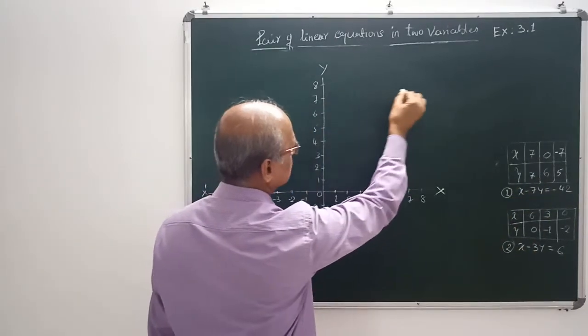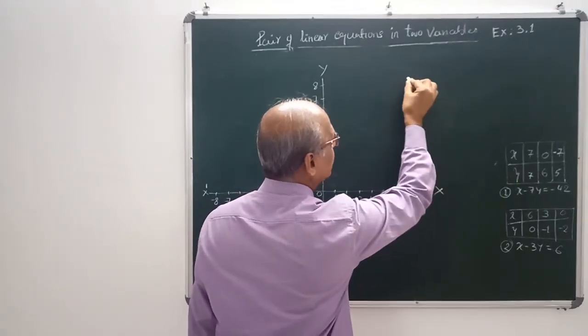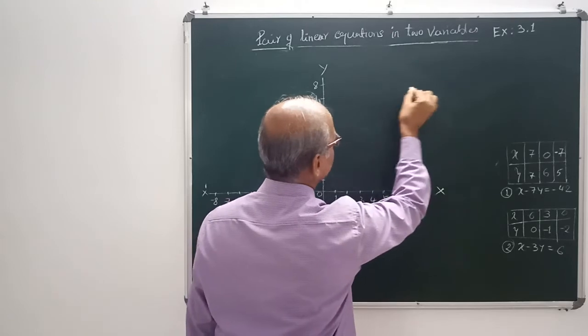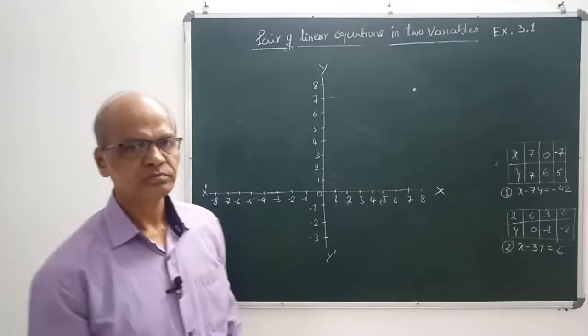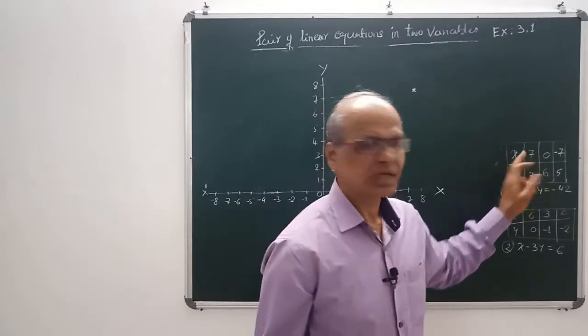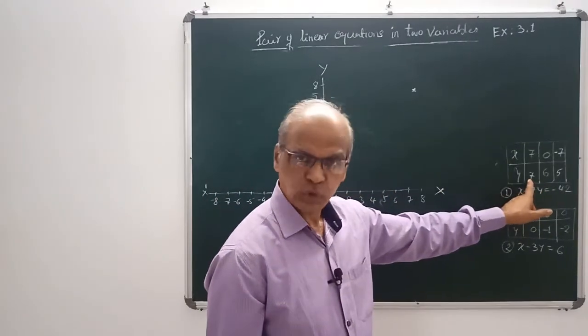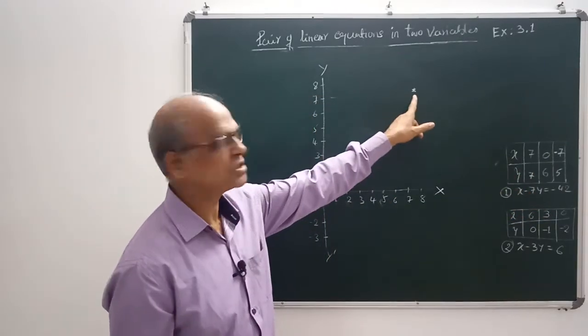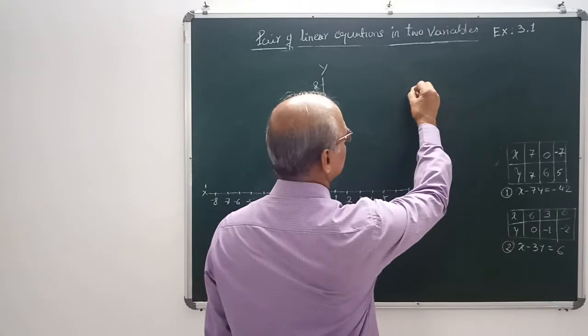7. Here also 7. On the graph sheet, what you do? Put a scale and then just go up to 7. This is your first point, right? See here, x is 7, so positive value x is 7. Y also is 7. This is your first point. Understood?